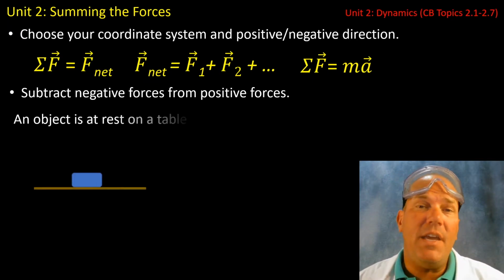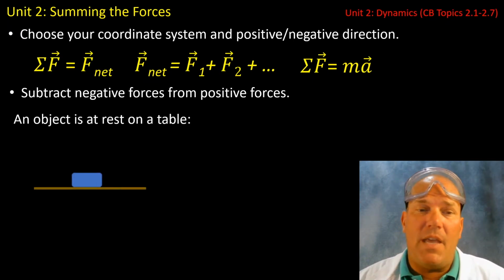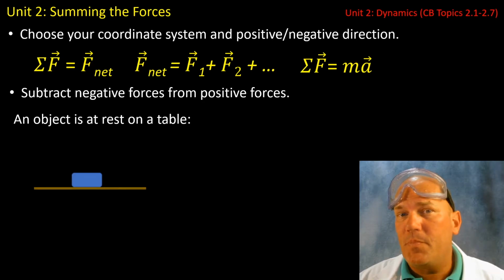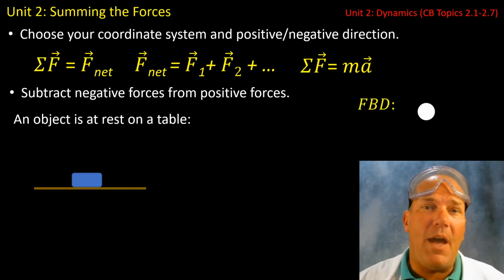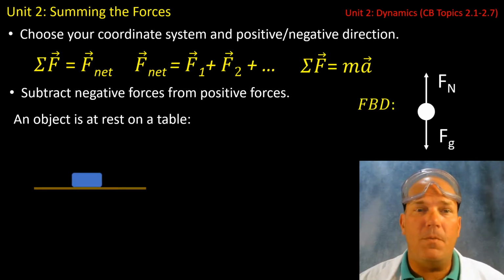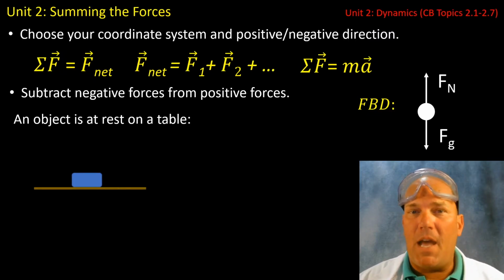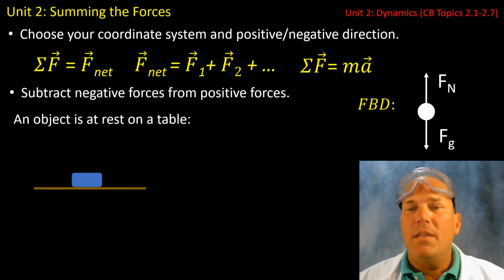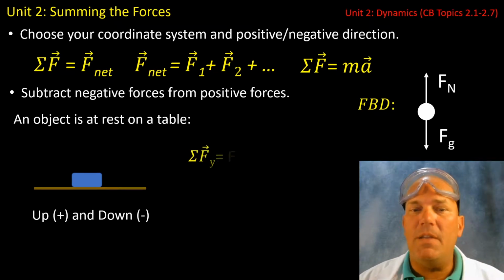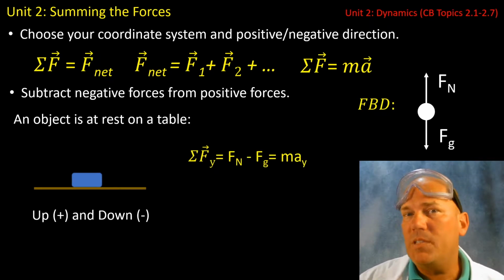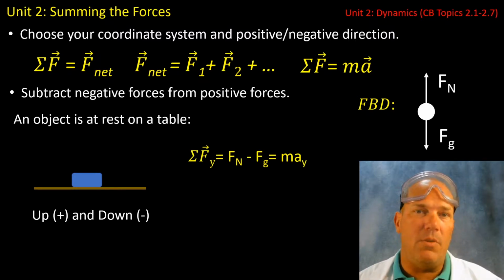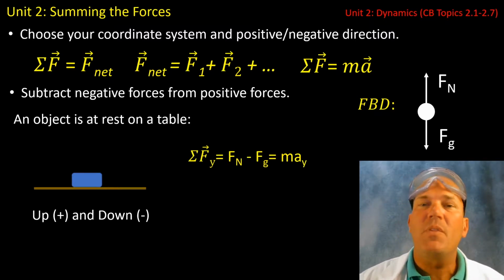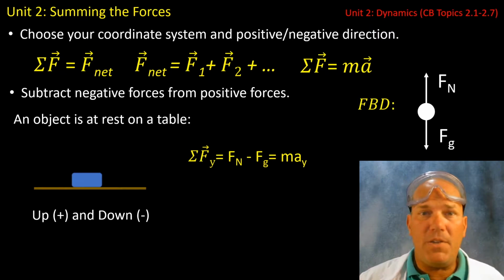Let's look at an example in which an object is at rest on a table. Of course, we'll start with our free body diagram, where we have the upward force of the table on the object and the downward force of the earth on the object. Let's call up positive and down negative, and then when we sum the forces and set those equal to mass times acceleration, we can solve this expression.